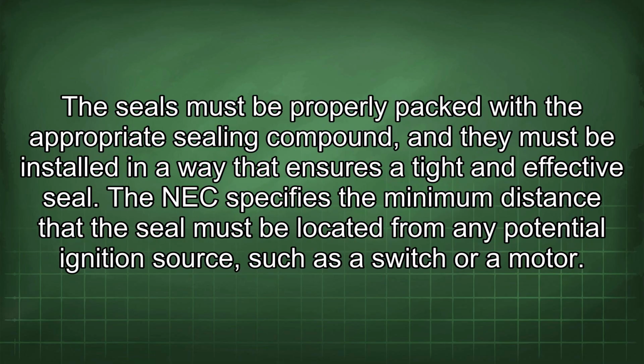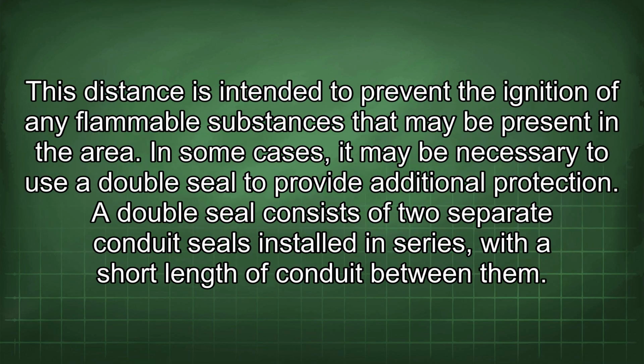The seals must be properly packed with the appropriate sealing compound, and they must be installed in a way that ensures a tight and effective seal. The NEC specifies the minimum distance that the seal must be located from any potential ignition source, such as a switch or a motor. This distance is intended to prevent the ignition of any flammable substances that may be present in the area. In some cases, it may be necessary to use a double seal to provide additional protection.